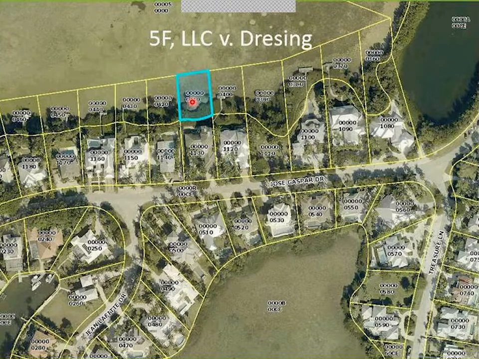was objected to by the developer, 5F Corporation. And the gist of the case was, wait a second here, this guy may own to the high water line, but 5F, I own the land below the high water line here, and I don't want this guy's dock on my property.